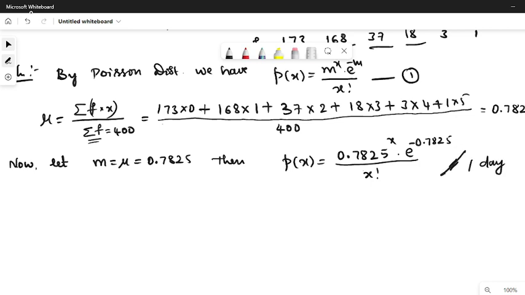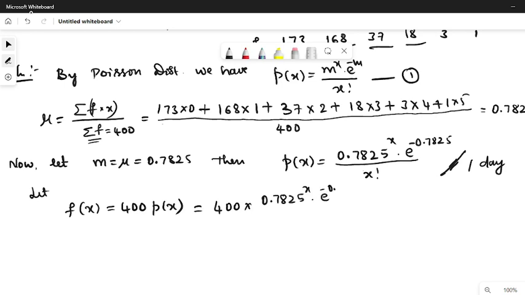We need the data for 400 days. So we'll do one thing. Let f of x equal to 400 into p of x. Then it will be 400 into 0.7825 whole power x into e power minus 0.7825 divided by x factorial. Now simplifying this, we'll get f of x equal to 182.9 into 0.7825 whole power x divided by x factorial.